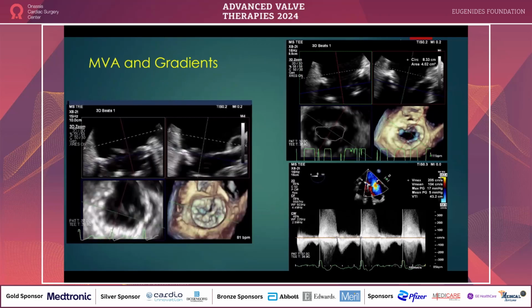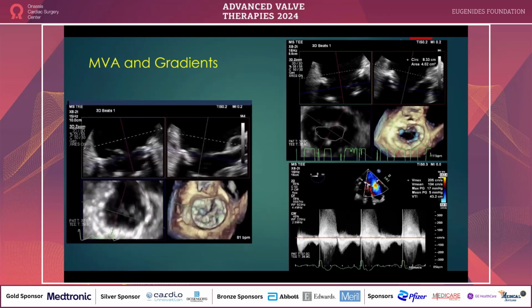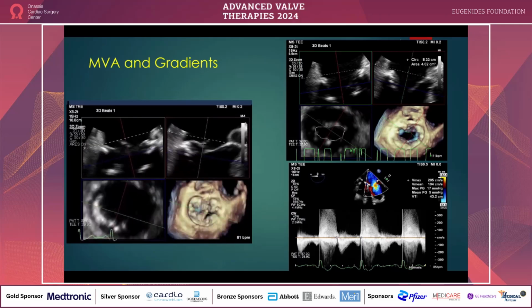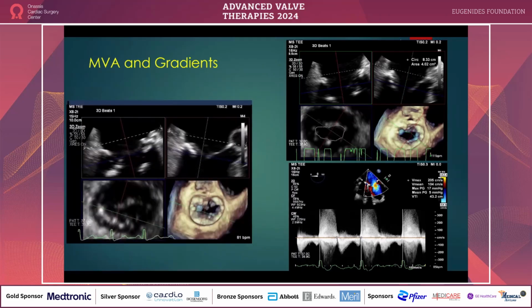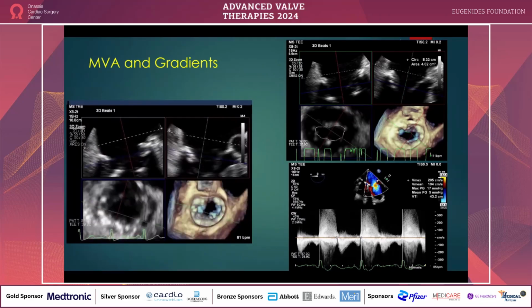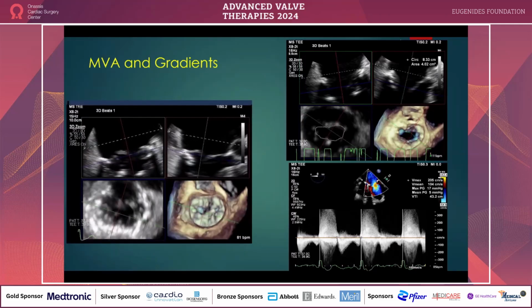And also valve area is very important, and we prefer to have a valve area of more than 4 centimeters, and we do this with 3D, but also gradients. We want to see low gradients, and it's very important to know the gradient before you start, so you will know when you finish and compare.